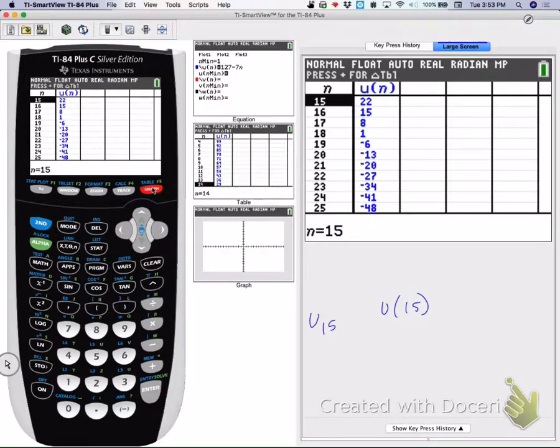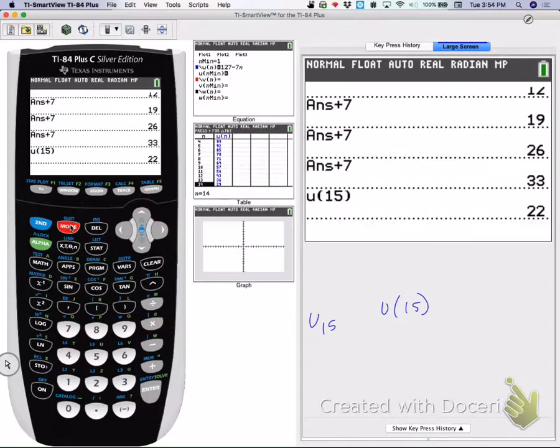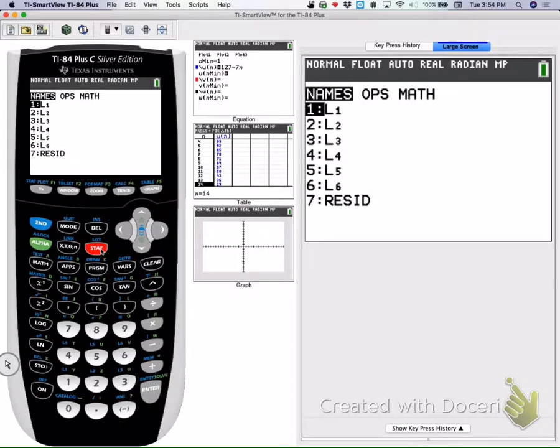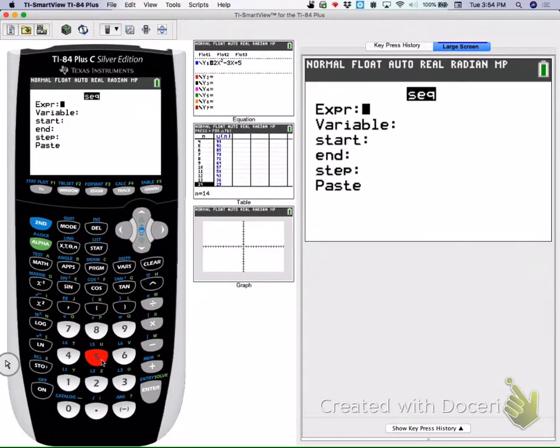Now, the next option actually doesn't even have to be in sequence mode. In fact, let's go ahead and switch it out just so that you don't forget to do that. For this one, we're going to go to our stat. So hit second and stat. Actually, we're not going to stat, we're going to list, and go over here to OPS. This is for operations. I'm going to type number 5. This should bring up a screen. If it doesn't, then you've got the sequence of what to type in on your paper.